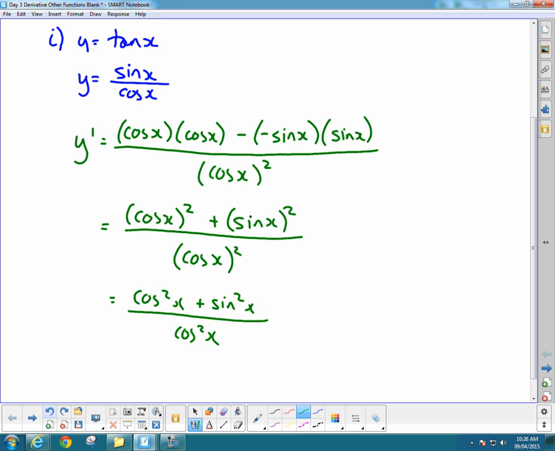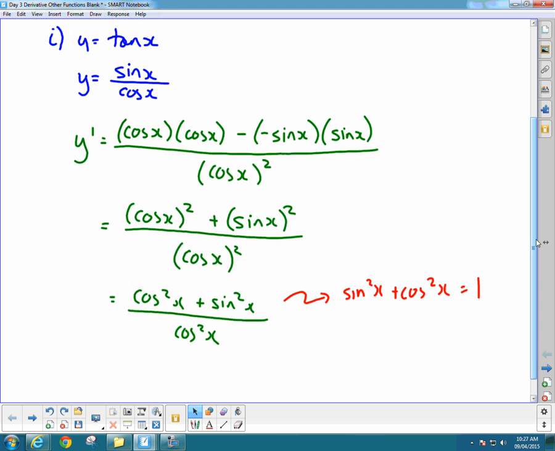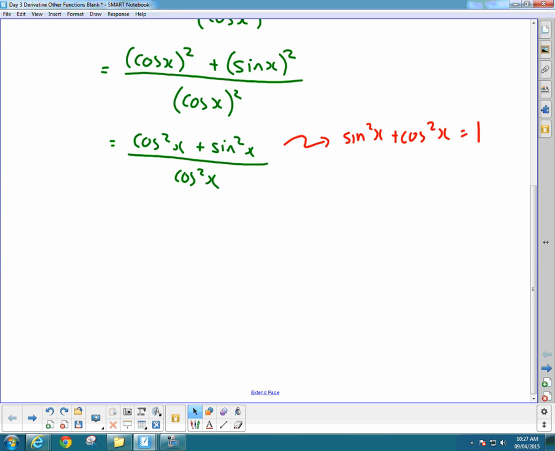Now as I was writing down that top, it started to sound familiar. Cos squared plus sine squared. I remember it more as sine squared plus cos squared, but it means the same thing. And regardless, what is sine squared plus cos squared? Well, that's equal to 1. Remember, that's an identity. So sine squared plus cos squared is 1, so naturally cos squared plus sine squared, it doesn't matter the order you add, is also going to be 1. So the top of this is going to be 1 over cos squared x.